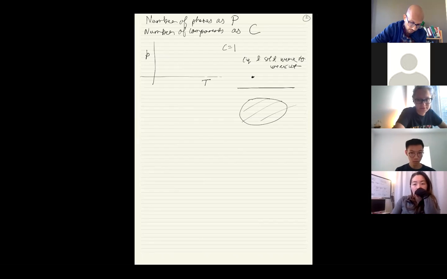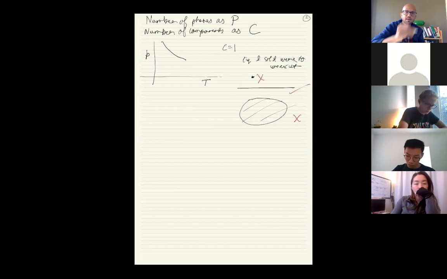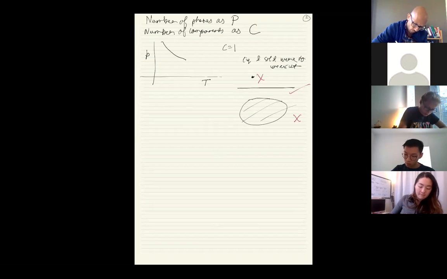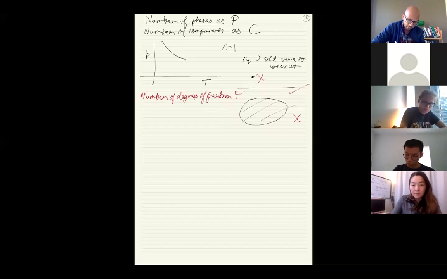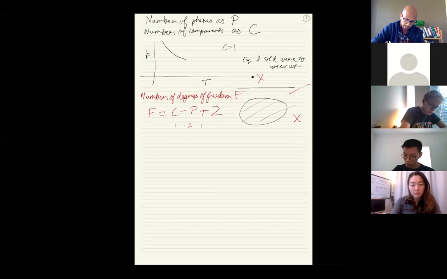And it turns out that they exist along a line. This one is the correct answer. This is wrong, this is wrong. And along a line, it means you have 1 degree of freedom, right? The next concept we are trying to bring in here is the number of degrees of freedom, which is denoted as F. And the rule that I'm going to derive today is that F is equal to C minus P plus 2. So if C is equal to 1 and P is equal to 2, then 1 minus 2 plus 2 is equal to 1. The number of degrees of freedom is 1.